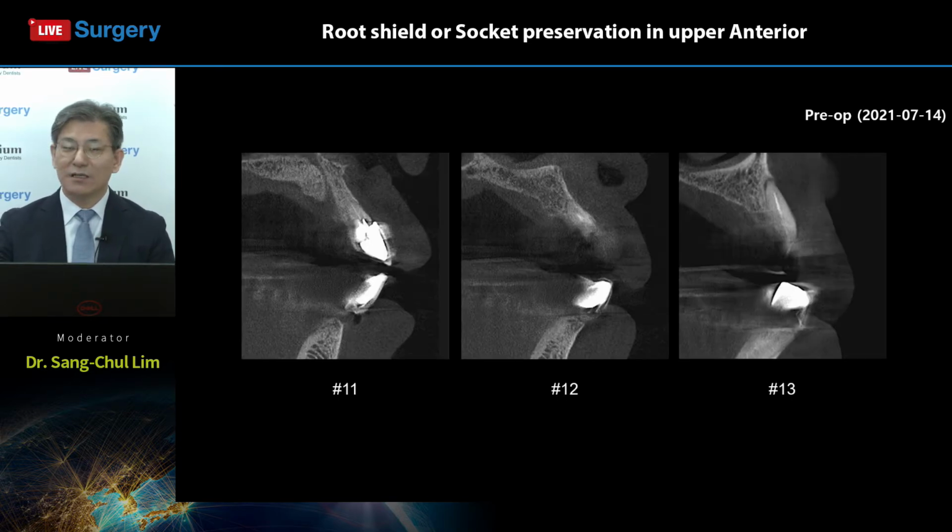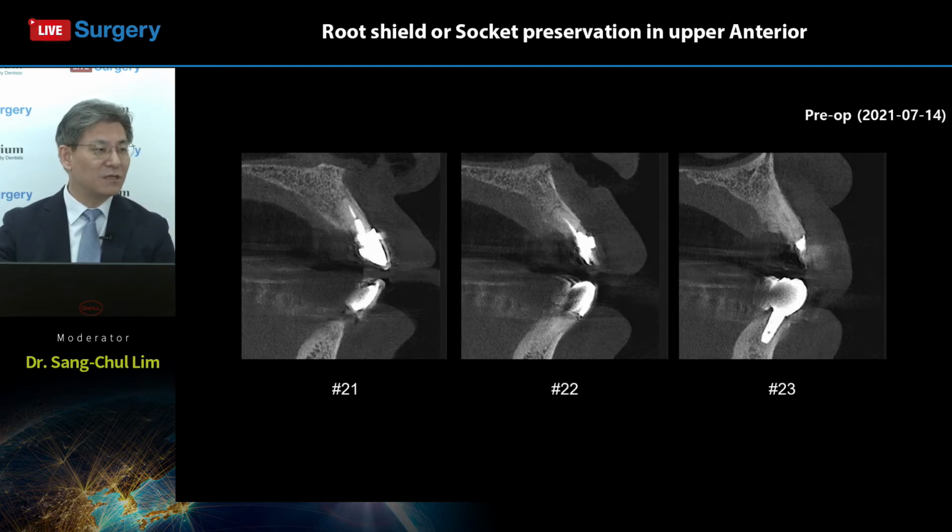So this one is the CBCT view. Number 11, number 12, number 13 are shown as follows. As you can see, especially number 13 area has an apical lesion. It is not big, a small size apical lesion. It can be accomplished with immediate implantation also. So today, Dr. Chung will do 2 implantations on the upper right anterior area, and 1 socket preservation.